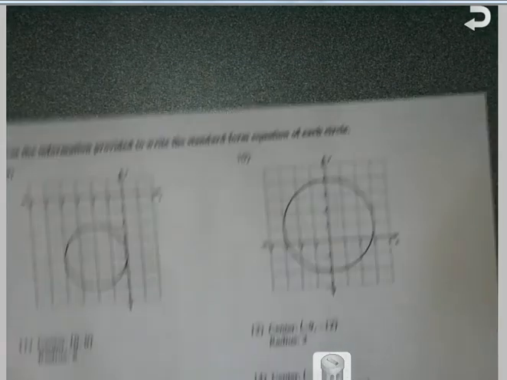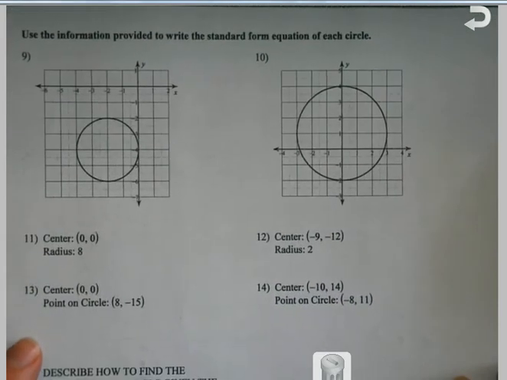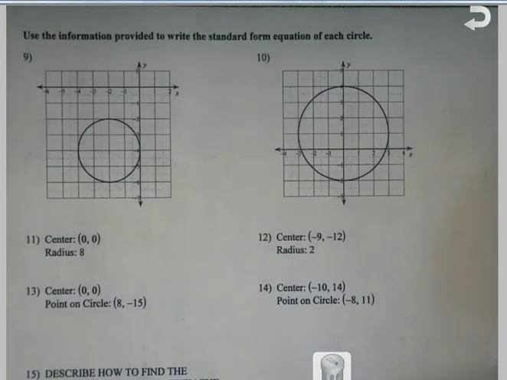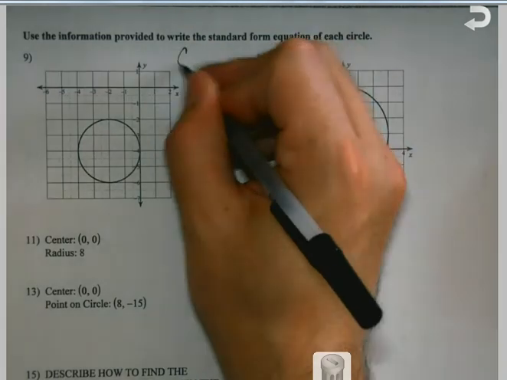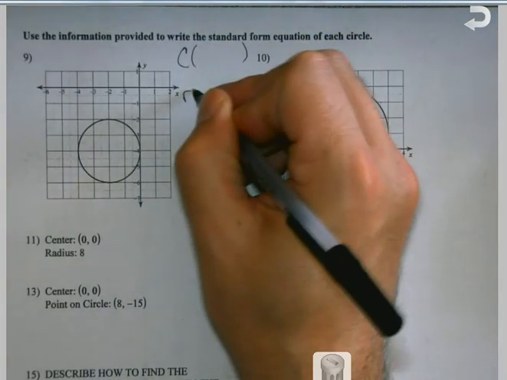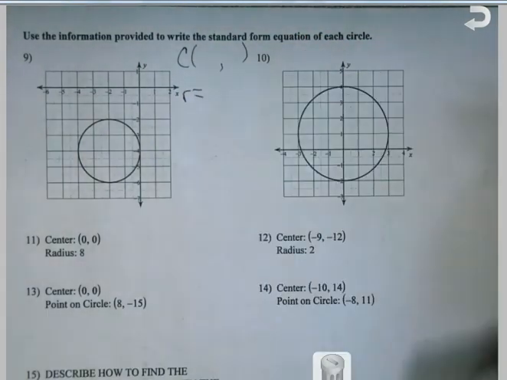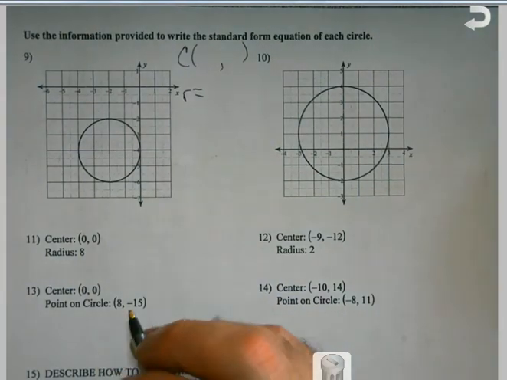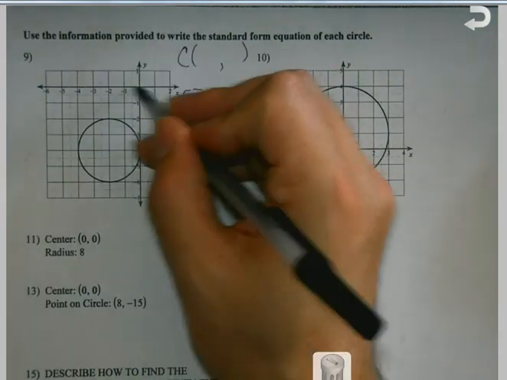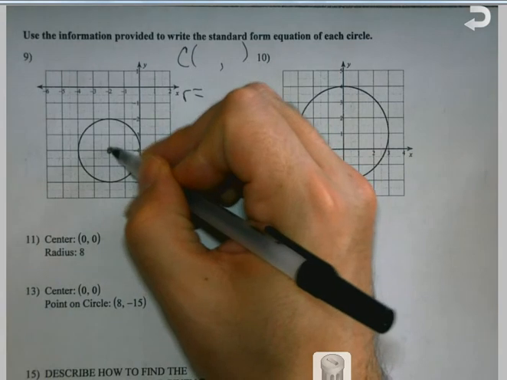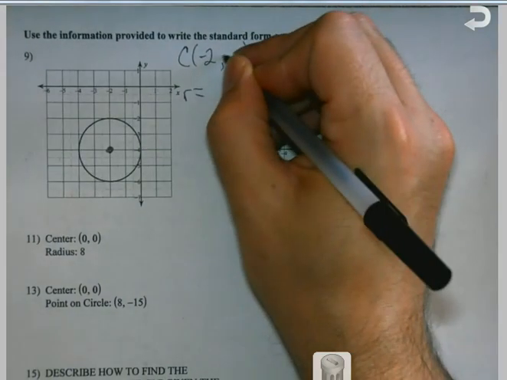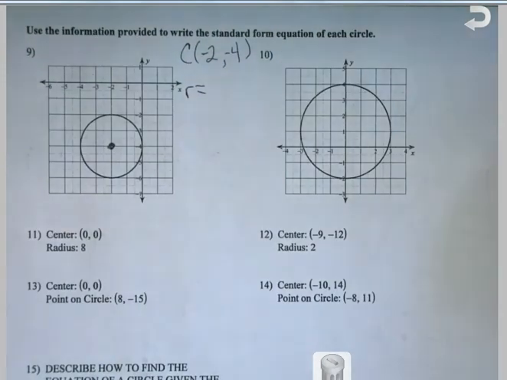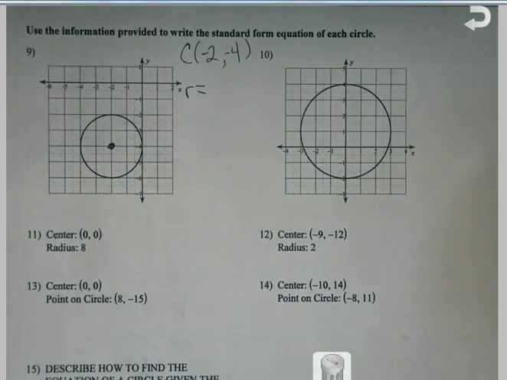All right, use the information provided to write the standard form equation of the circle. Okay, to do this, I need the center and I need the radius. So where is my center located? -2, -4. And how far is it from the center? How many units is it from the center out to an edge? 2.